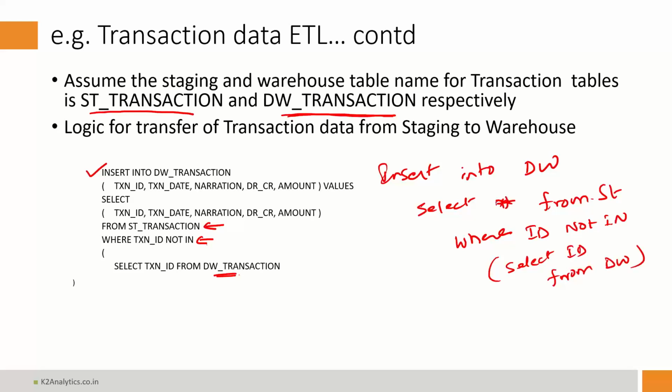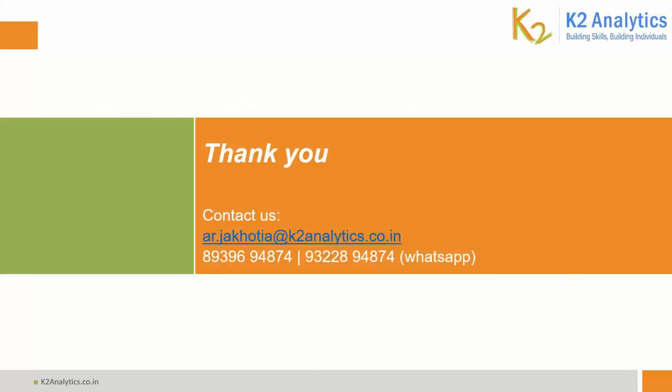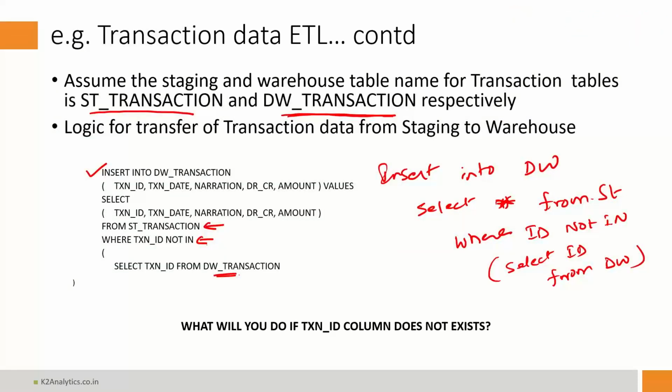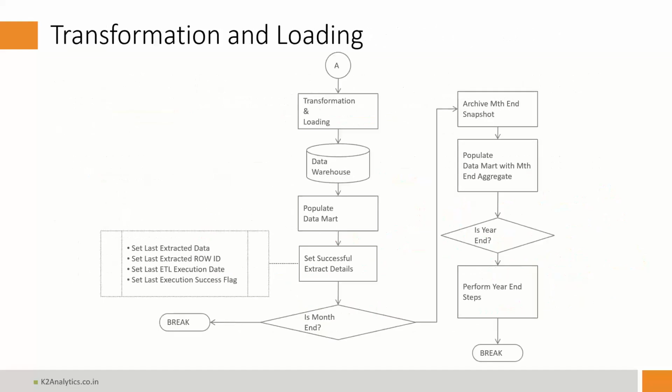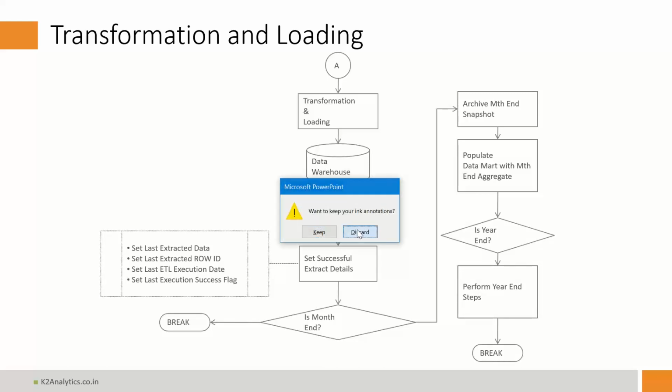So I'm inserting only those records into data warehouse from staging which have not already been pushed into it. Rest of them, if the transaction ID already exists, you will do update. So that will be the insert update way of adding the data. I hope these two flowcharts, let me have these two flowcharts together now.